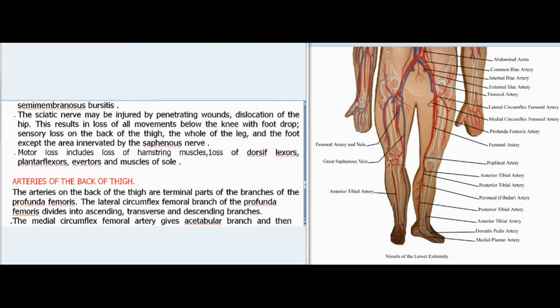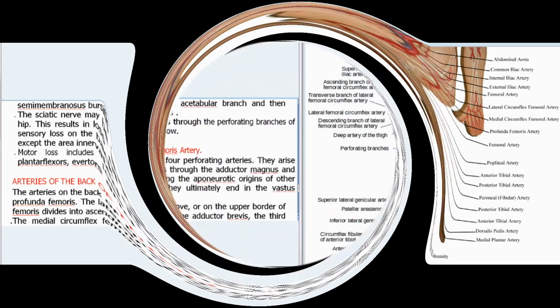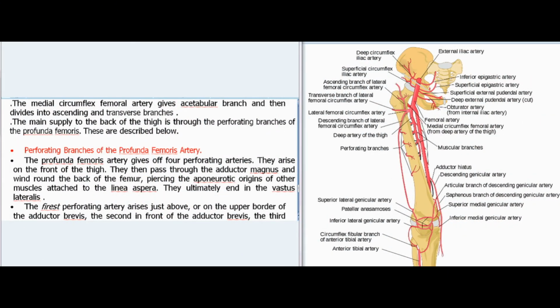Arteries of the back of the thigh. The arteries on the back of the thigh are terminal parts of the branches of the profunda femoris. The lateral circumflex femoral branch of the profunda femoris divides into ascending, transverse and descending branches. The medial circumflex femoral artery gives an acetabular branch and then divides into ascending and transverse branches. The main supply to the back of the thigh is through the perforating branches of the profunda femoris. These are described below.